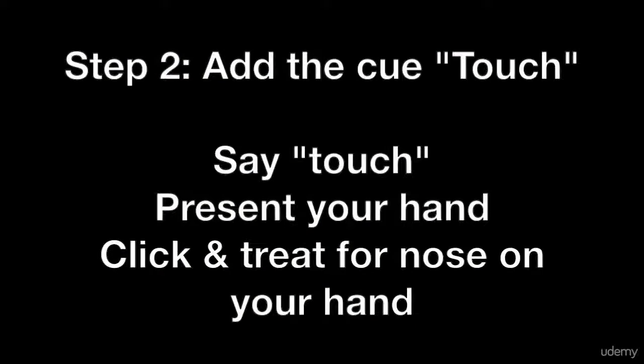Step 2, add the cue touch. Once your dog is performing this behavior with intention, we're going to add the cue by saying touch, then presenting our hand, and then click and treating when our dog puts their nose on our hand. Touch. Touch. Notice that Sandy offered her paw here, so I do not click nor treat. Touch.